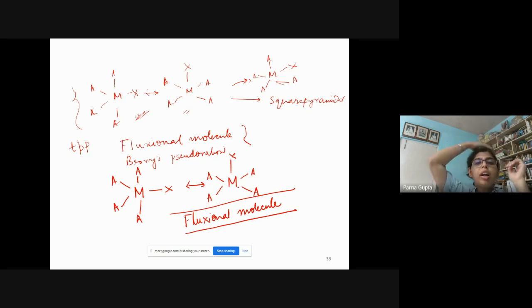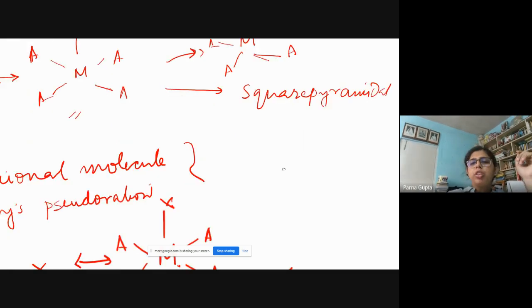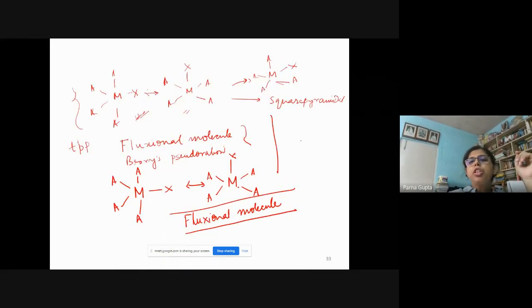When you learn the bonding, if you have a metal and, let's say, five ligands, how would you define it? There are two possible geometries for this five-membered ligand arrangement. Let me write them down. So there are two possible geometries.